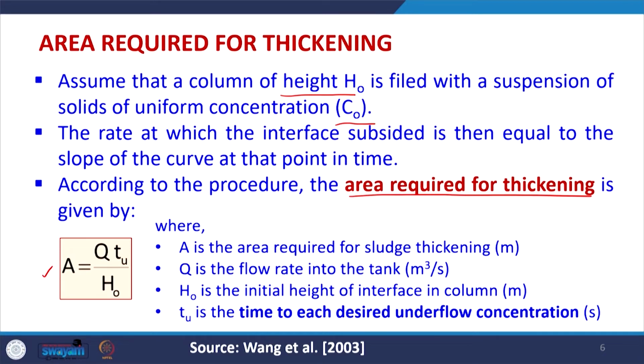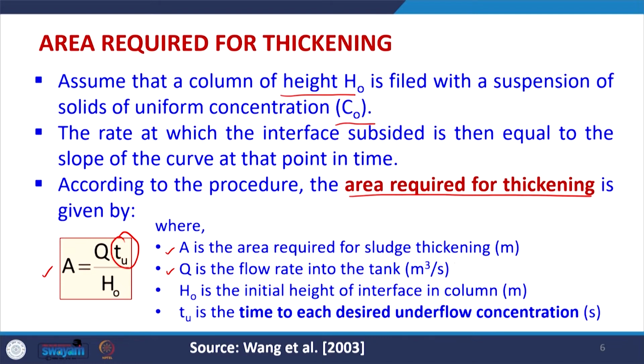Now, in this equation we have to find the area required. Here, t is the time, and Tu is the time to reach the desired underflow condition that we have to go to. But this Tu determination is a little bit tricky, and that we are going to learn. Within this equation, A is the area required for sludge thickening, Q is the flow rate into the tank, so that will be known. This data we do not get from the batch data, this is already known to us because we have to design the basin for that particular flow rate.